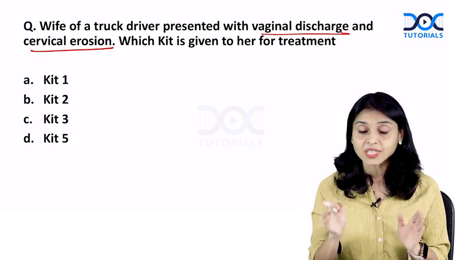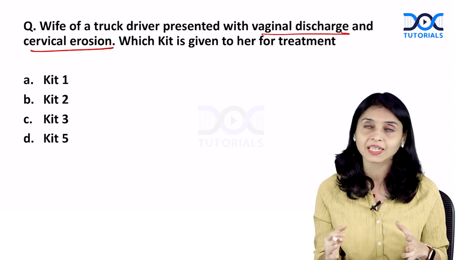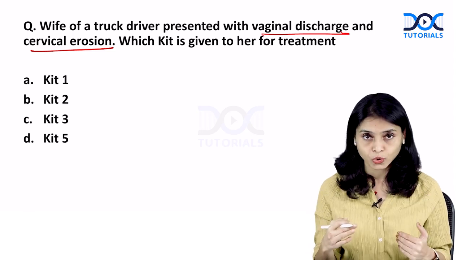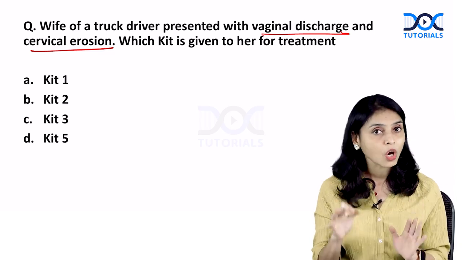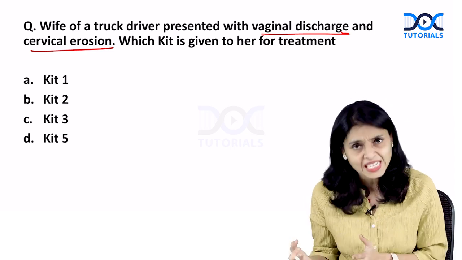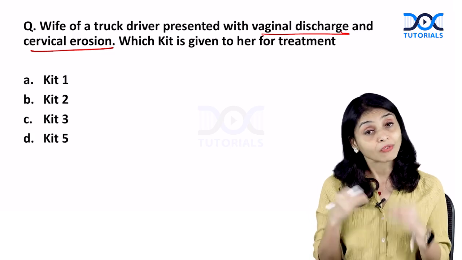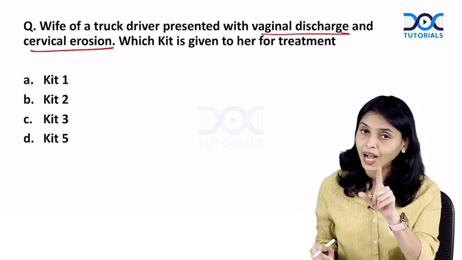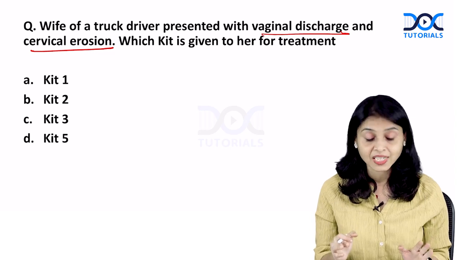Okay, if this is the question, please do remember that cervical erosion is something normal. It is a physiological thing that you see in reproductive age group. Okay, so it is not a disease. Cervical erosion is something normal. I'm not saying normal, but something that you commonly see in reproductive age group. And one of the manifestations of cervical erosion is vaginal discharge. Are you with me? Okay, so it is vaginal discharge and cervical erosion.